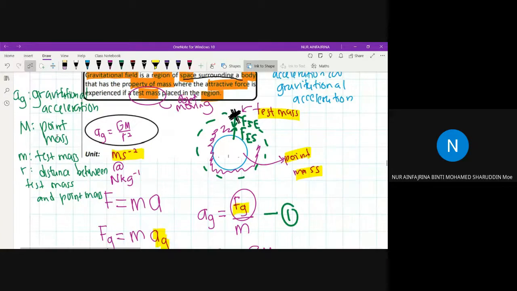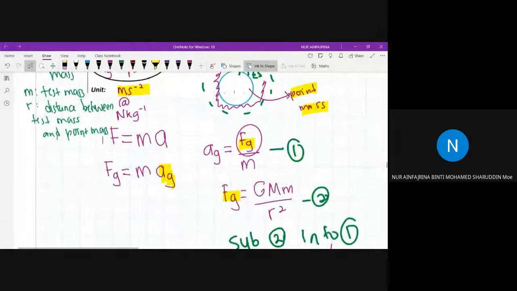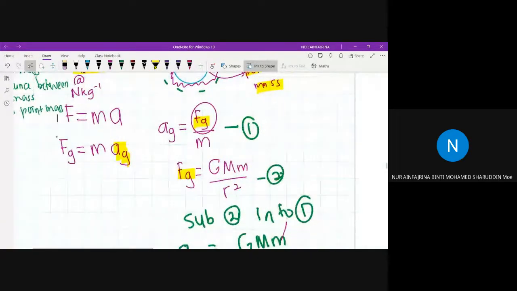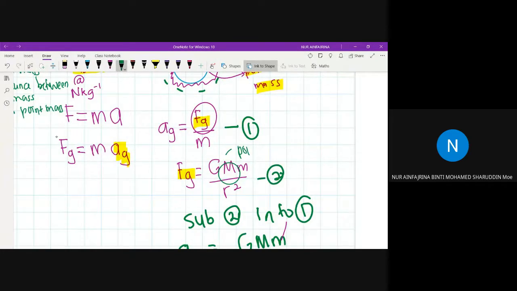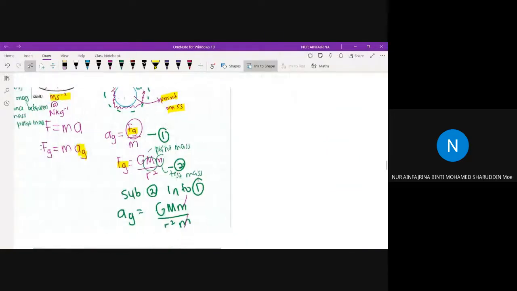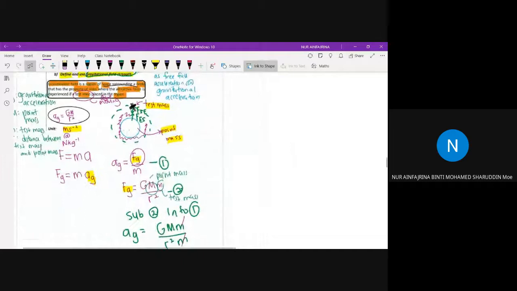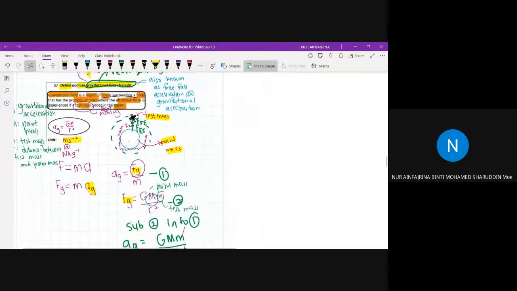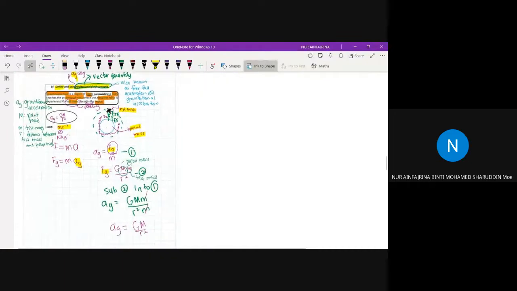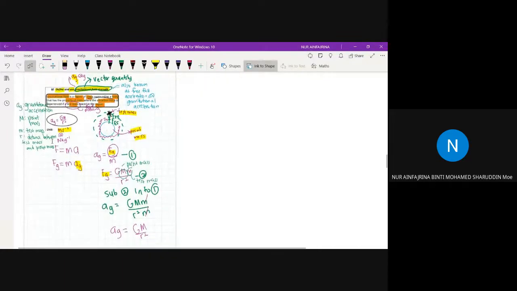So this is the labeling dia. So awak kena bezakan tau. Kalau capital M ini, dia adalah point mass. Kalau small m ini, dia adalah test mass. Okay, boleh? Okay, kids, do you understand? Yes. Alright, so Miss bagi masa untuk korang salin. Once you guys are done and understand this part, do let me know ya.